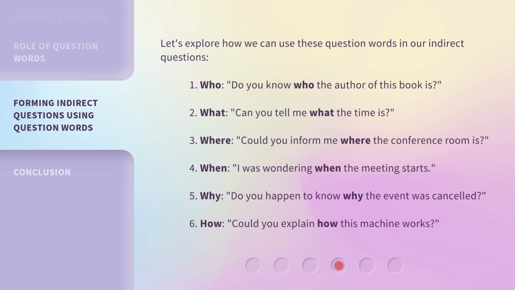Let's explore how we can use these question words in our indirect questions. 1. Who? Do you know who the author of this book is? 2. What? Can you tell me what the time is? 3. Where? Could you inform me where the conference room is?